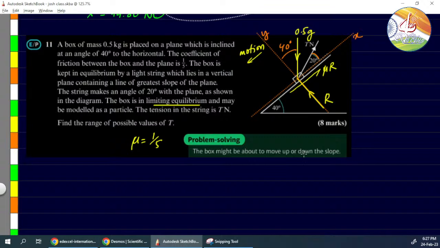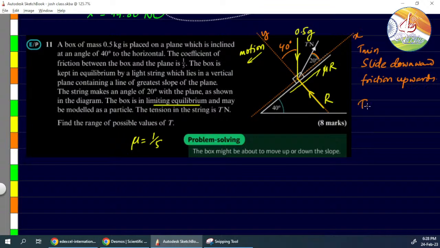Might be about to move up or down. Okay, so here in the hint, if you see, he has given both. And in the question he is asking us to find the possible ranges of T. So all the possible values of T we need to find. So minimum value of T, if we have minimum value of T, it will slide downwards, right? If you take T minimum, it will slide downwards. So friction will be upwards. Friction will be upwards.